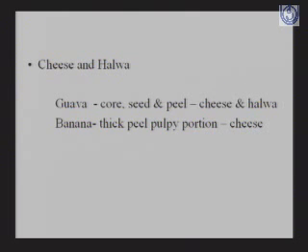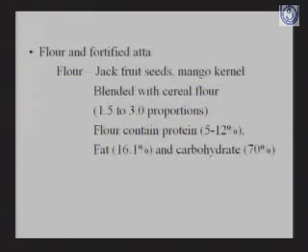So value-added products can be prepared in terms of cheese and halwa from guava and bananas. Then flour and fortified atta can be used. As you see, the flour of the jackfruit seeds and mango kernels, they are roasted and can be consumed as such, or they can be converted into a powder as a starch, which can be blended with the cereal flour.